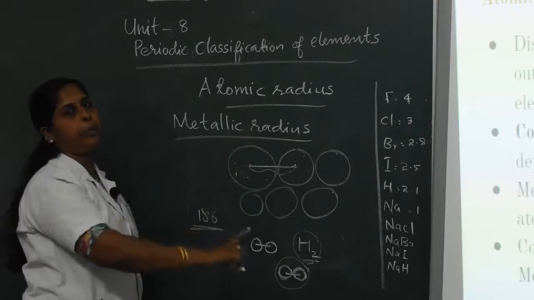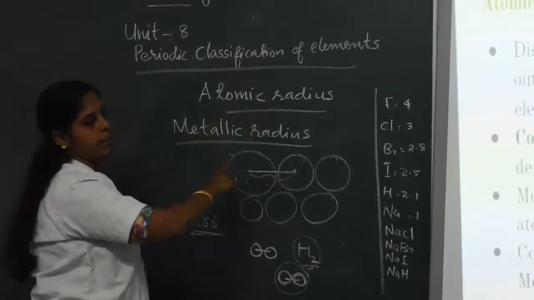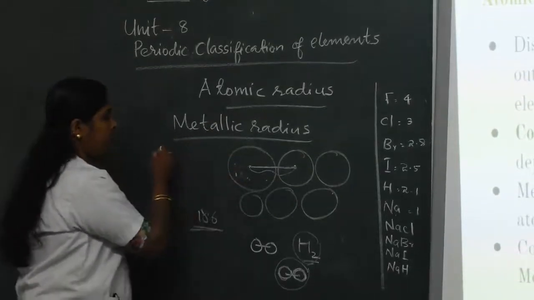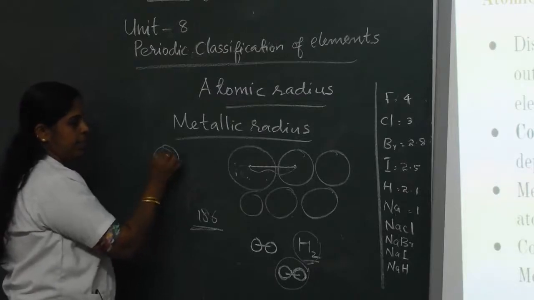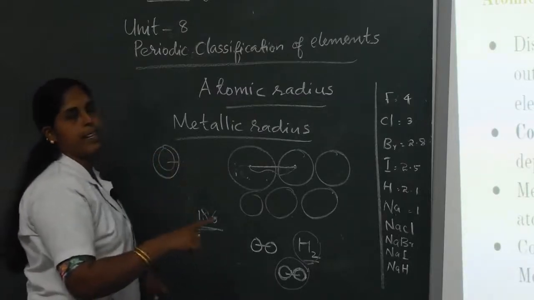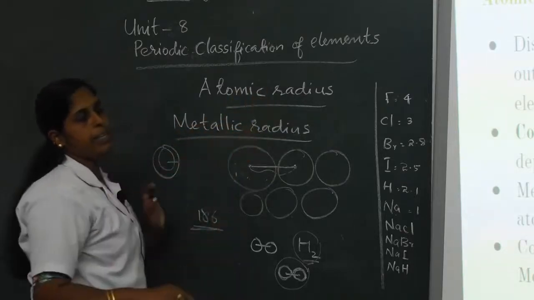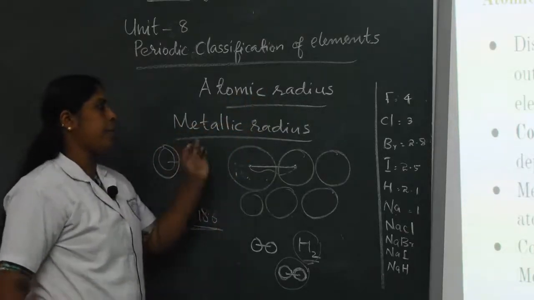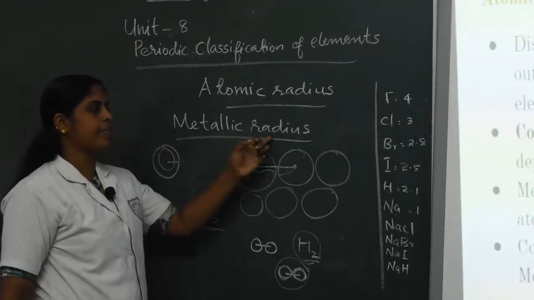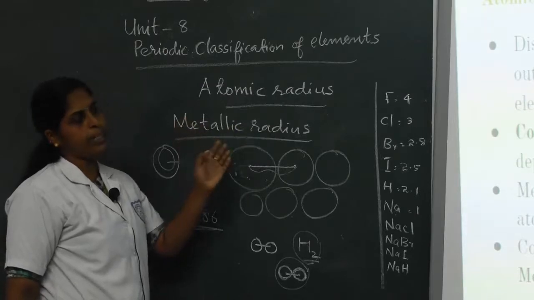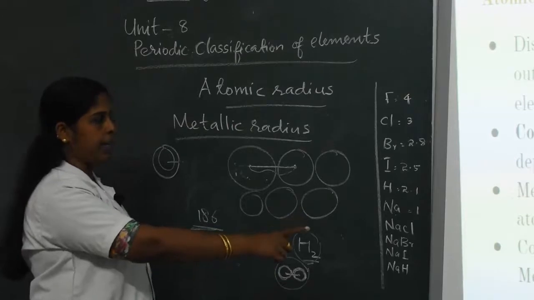This one is our new topic. Atomic radius means the distance from the center of an atom to the valence shell containing electrons. Up to that distance is known as atomic radius. Atomic radius is referred in two ways: metallic radius and non-metallic radius, that is covalent radius. Metallic radius is used for metals, and covalent radius is used for non-metals.